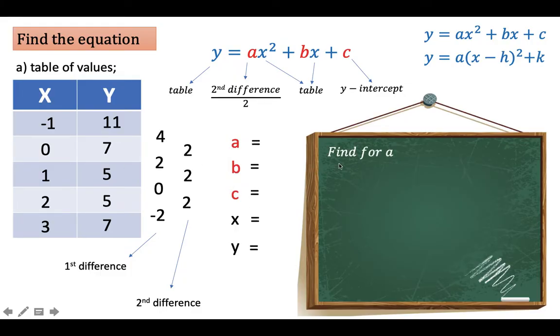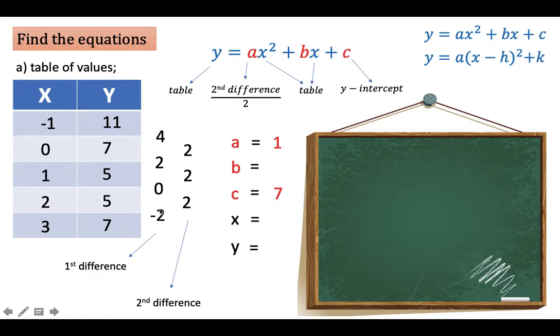Starting with a. To find a, we will just divide the second difference, which in this case is 2, by the constant 2, and 2 divided by 2 is 1. So our a is 1. Next, b: it is impossible to get b for now, so we'll skip that and proceed to c. Since c is the y-intercept, and when we say y-intercept, the x value is 0. So the corresponding value of y when x is 0 will be our y-intercept. So our c here is 7.